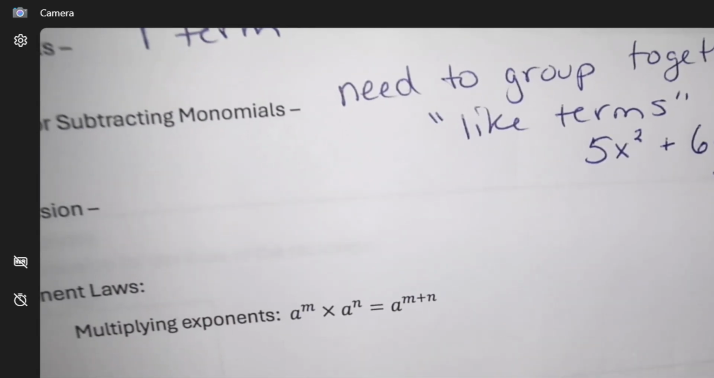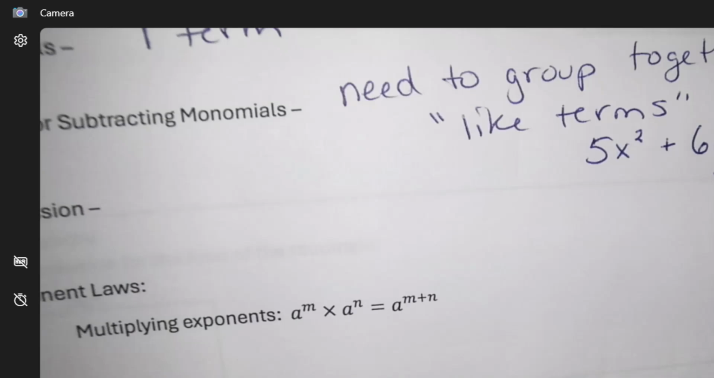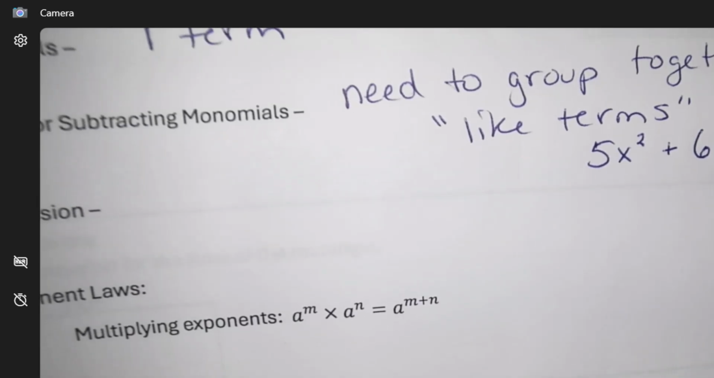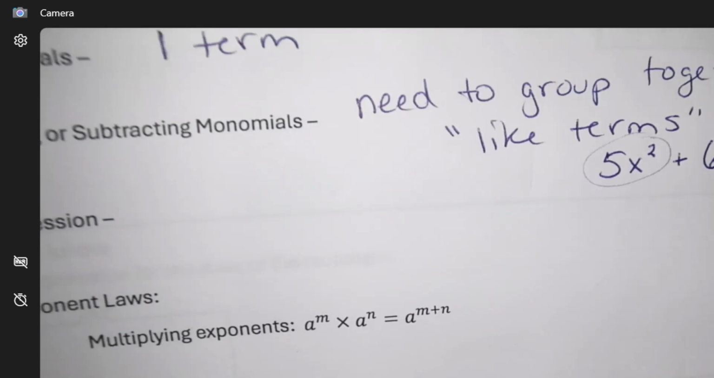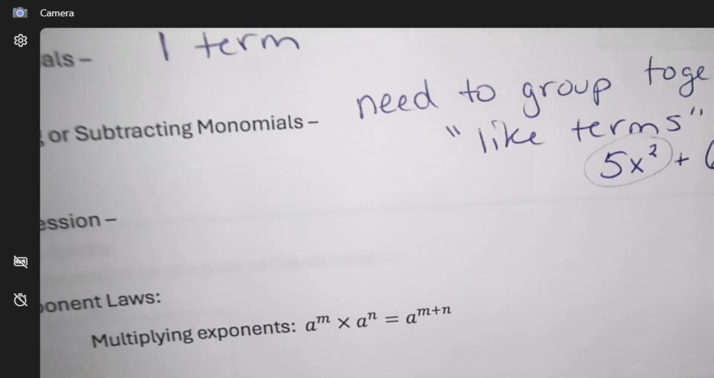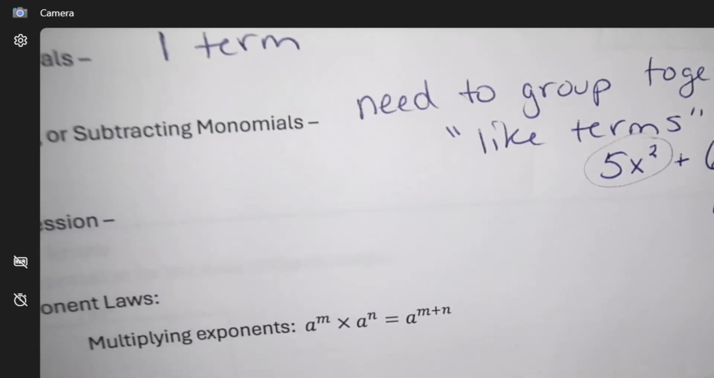So adding and subtracting monomials. So there's an example. It just means the only thing you can ever do to add or subtract them is to group together the like terms with each other. Do you notice how 6y didn't have anything that looked like it? So I just have to leave it alone. I can't put it with anything. Right?